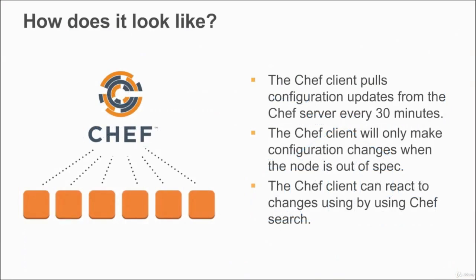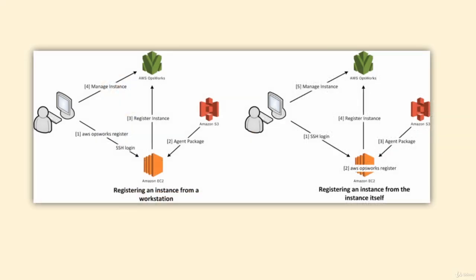A Chef client pulls configuration updates from the Chef server every 30 minutes. So you could use Chef in a more preferred manner. The Chef client will only make configuration changes when a node is out of its specification. There are more things to learn with Chef.